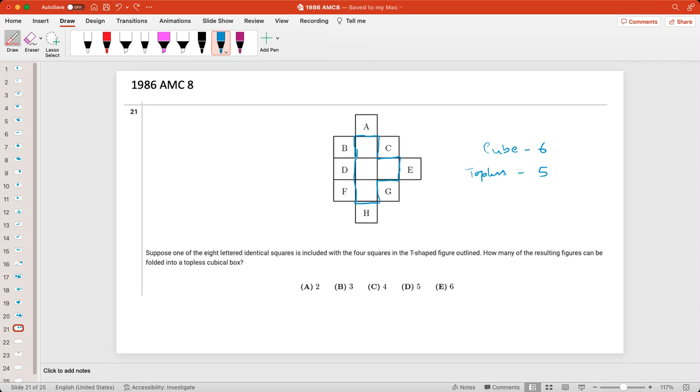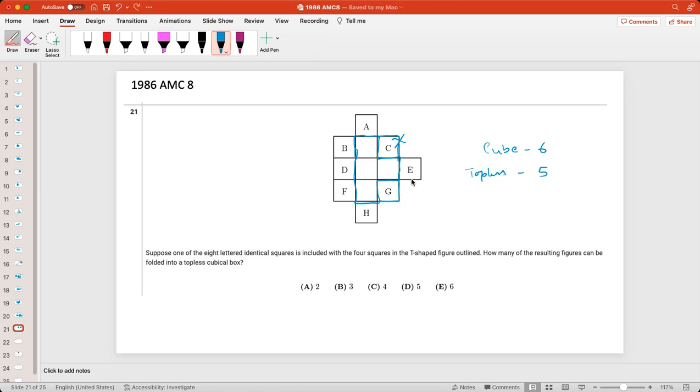Now let's look at D. If I include D, obviously it's possible because it's making a perfect cross or plus shape, right? So this is possible to be folded into a cube. Now let's look at the other 3. C. Now there's a problem with C. If you see here, it's attached at 2 sides, right? So obviously when this is included, we will not be able to fold this shape into a cube. So C is not possible. If C is not possible, G is just the opposite. So G is also not possible.